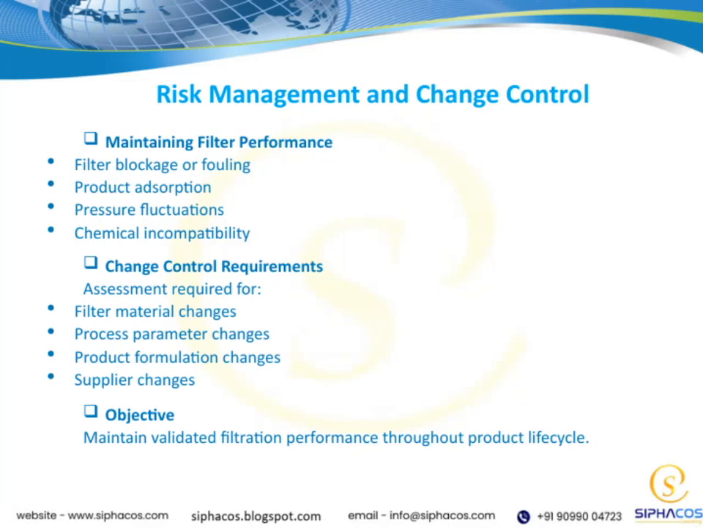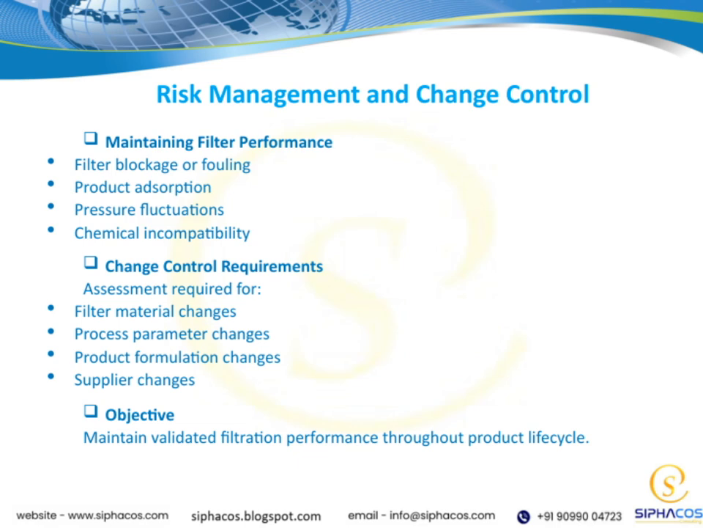Now, let's talk about risk management and change control, which are crucial for maintaining filter performance throughout the product lifecycle. First, when it comes to maintaining filter effectiveness, we need to be aware of potential issues like filter blockage or fouling, which can happen over time and reduce efficiency. Product adsorption is another key factor, as some materials may stick to the filter, affecting performance and product quality. Pressure fluctuations can also pose challenges, indicating possible blockages or system issues that need attention. Additionally, chemical incompatibility between filter materials and process chemicals can cause degradation or failure, so selecting the right materials is essential.